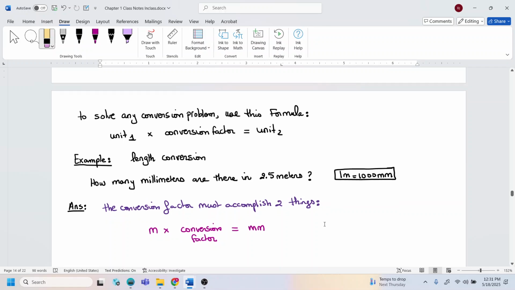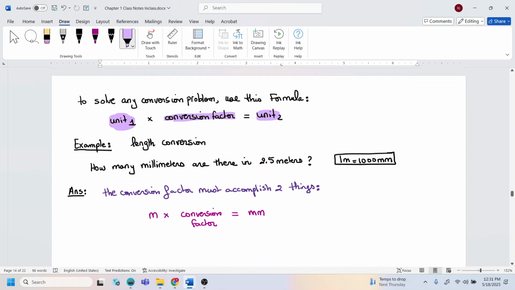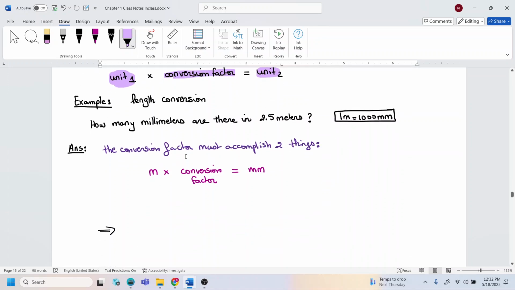So to solve any conversion problem, we're going to use this formula that you see. We're going to take the unit that we want to convert, and we're going to multiply it by a conversion factor to change it into another unit. Whenever we are doing this conversion formula, the conversion factor that we're using should cancel unit 1 and should introduce unit 2 so that our answer is in unit 2. So the conversion factor must always accomplish two things.